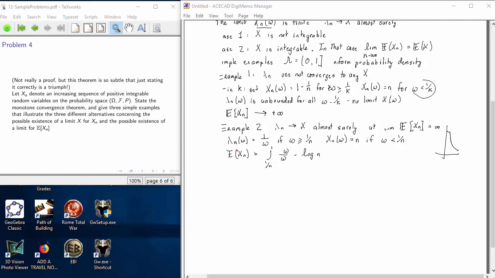Since log n blows up as n goes to infinity, so does the expectation of x n. And so we have a situation where x sub n converges very nicely to 1 over omega for all positive omega. In other words, the only value of omega for which we don't have convergence is omega equals 0. It does converge almost surely, but it converges to a random variable that's not integrable, and the sequence of expectations diverges. So that's the intermediate case. We have convergence, but the convergence is to a random variable that's not integrable.